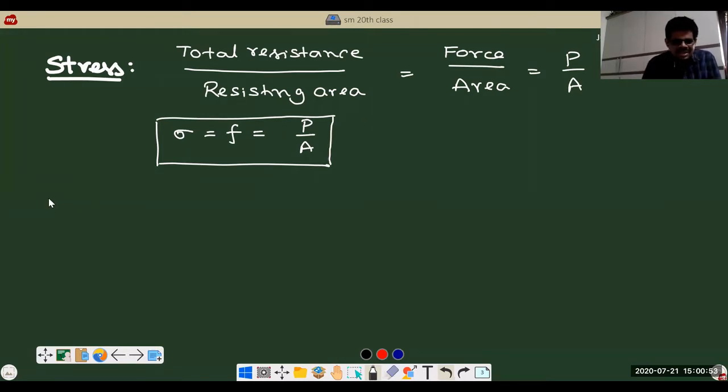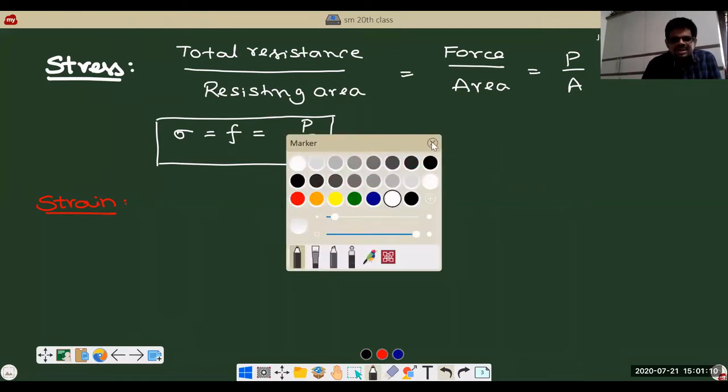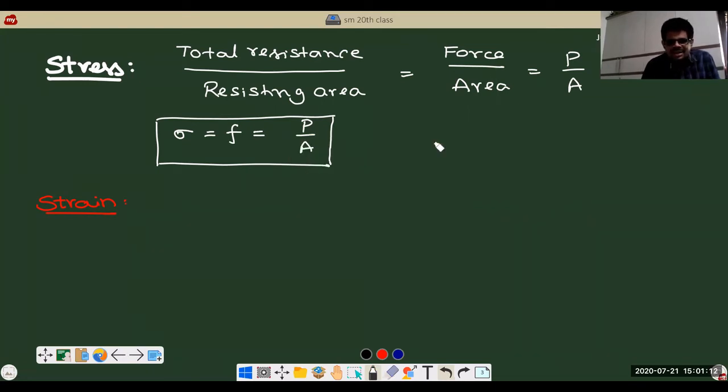And the next one is strain. Strain is the ratio of change in dimension to the original dimension. When some force is applied, there will be some deformation in that body. So the deformation divided by the original dimension. If the length is increased, then the increase in length divided by the original length gives us the strain. Here the strain is represented by the small letter e.